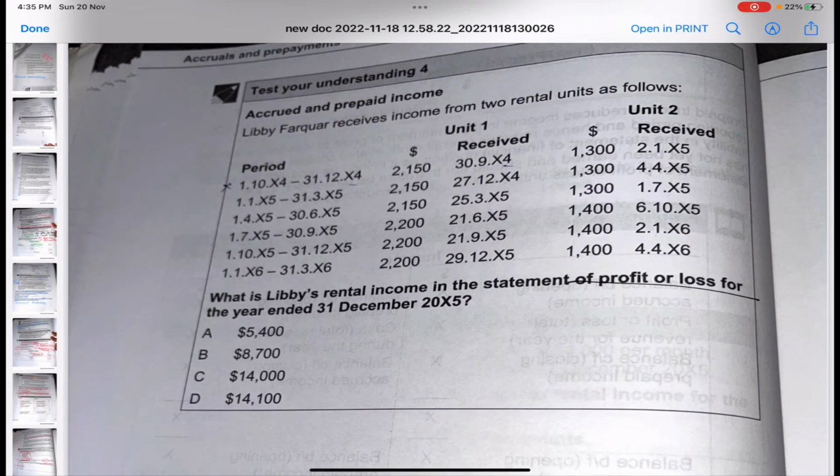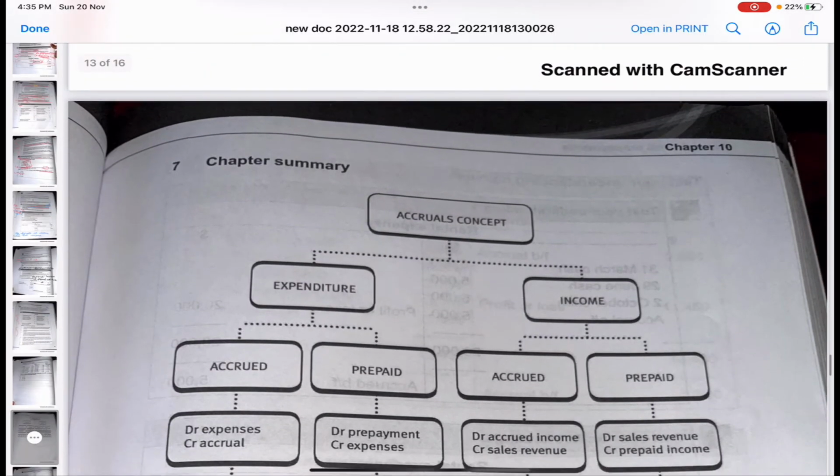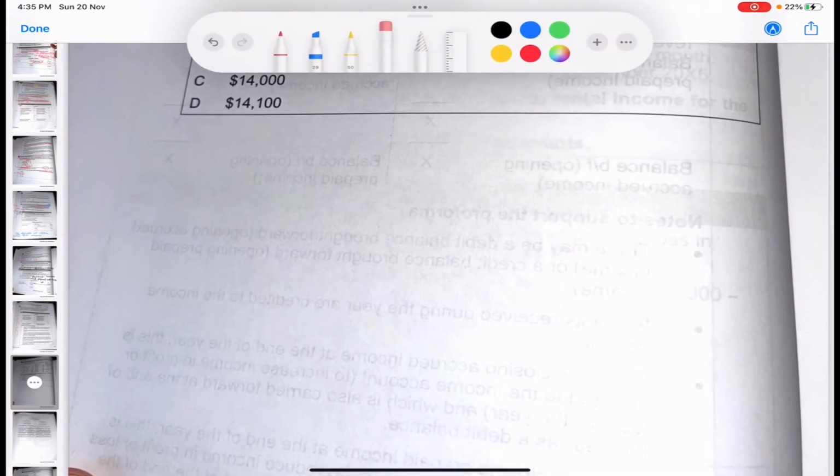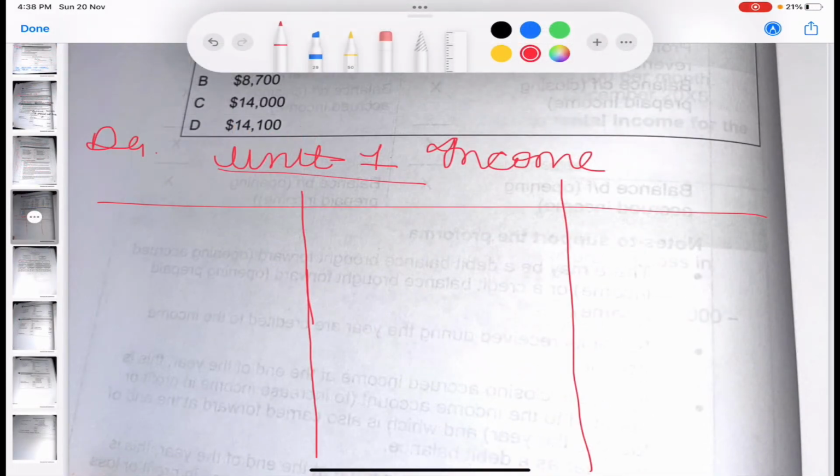Start making the accounts. So let's make 2 separate accounts, one for unit 1 and one for unit 2. Let's start with unit 1. So I am making an account for the income which we are receiving from unit 1 first.